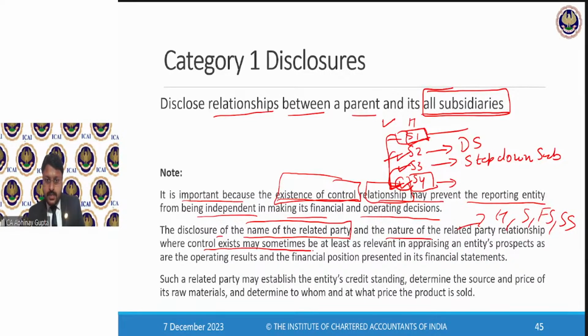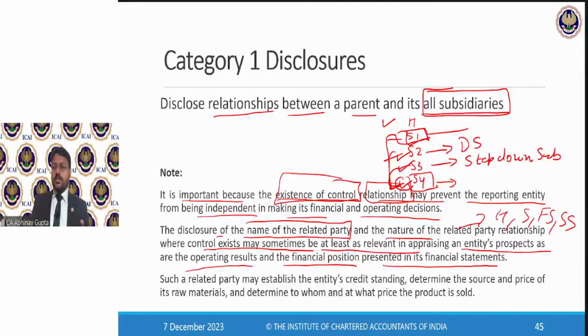Where control exists, it may sometimes be at least as relevant in appraising an entity's prospects as are the operating results and the financial position presented in its financial statements. So the objective of category 1 disclosure is just to make users of the financial statements well informed about the structure of the group, which companies are parent or ultimate parent companies, and which companies are subsidiary, fellow subsidiary, and step down subsidiaries of the company, irrespective of whether there are transactions, right? So that we need to disclose.